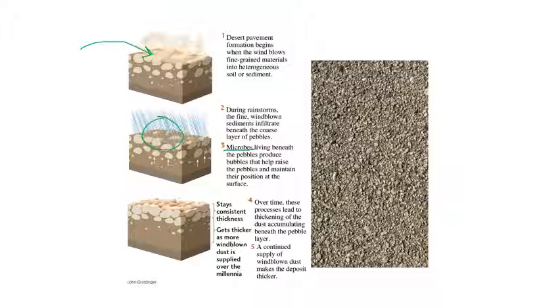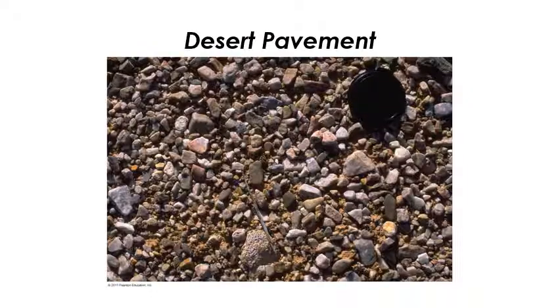So over time, what you get is a layer of the coarser stuff, the pebbles and the gravel, and then the finer stuff underneath. And that fine layer can get thicker and thicker, but the larger layer stays pretty much the same over time. So you get this really interesting formation. And here's just an illustration of desert pavement. It really does look sort of like a paved street with all these pebbles and things up on top, and it's a pretty hard surface.